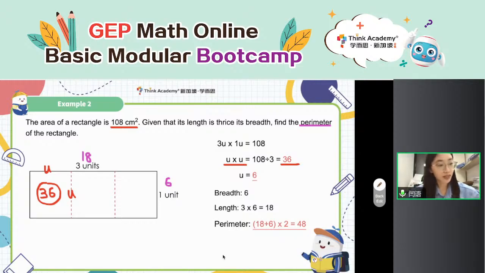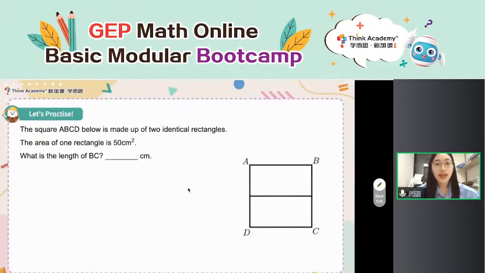I see that some students got 72. No, 48. The perimeter of the rectangle is 48 centimeter. Yes. Okay, then last one. Let's practice. It's your turn.